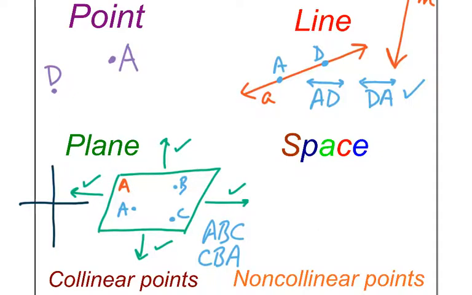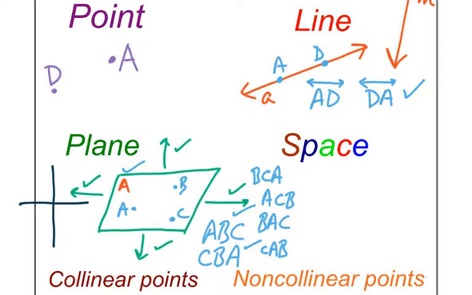Can you give me a couple other examples? We said plane A, plane ABC, CBA. What others can you think of? Ooh, how about BAC? Sure. And therefore CAB. What else? How about ACB? And therefore, how about BCA? So all these are legit ways of calling that plane.